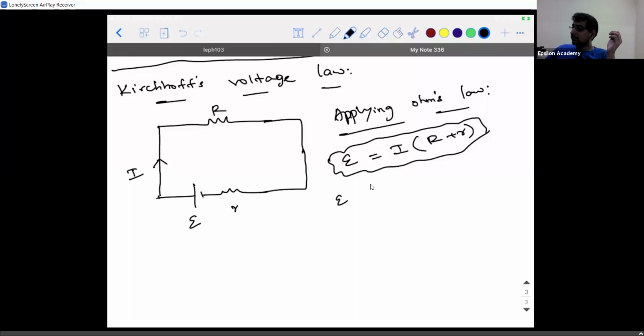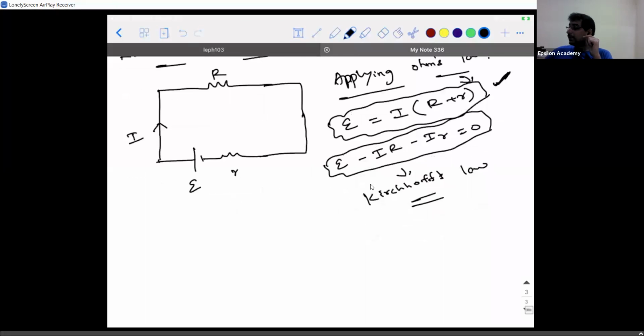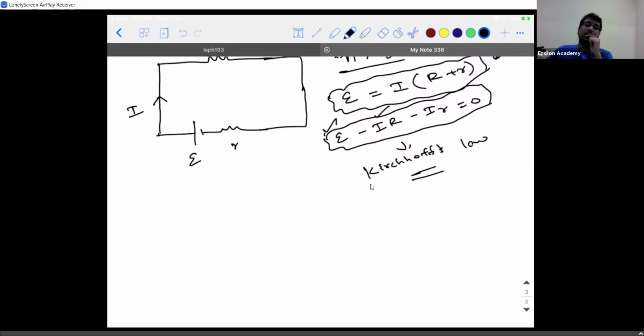Right? So can I write the same thing like this? E minus I into capital R minus I into small r is equal to 0. So what I'm trying to say here is, this kind of an expression is based on Ohm's law, and this is the mathematical expression for Kirchhoff's law. As simple as that. That is what I meant by the algebraic sum of the EMF and the product of current and resistance across each device is equal to 0.